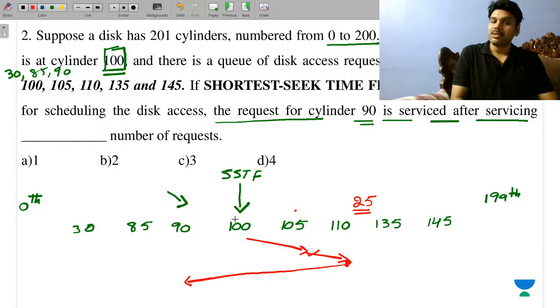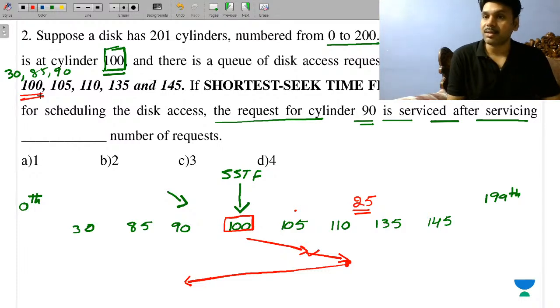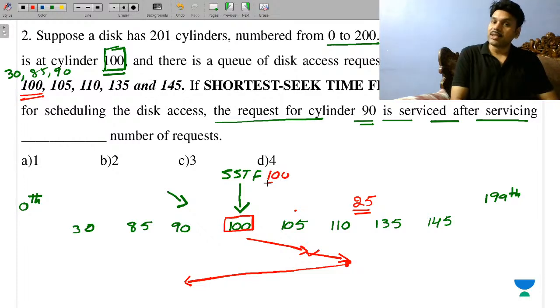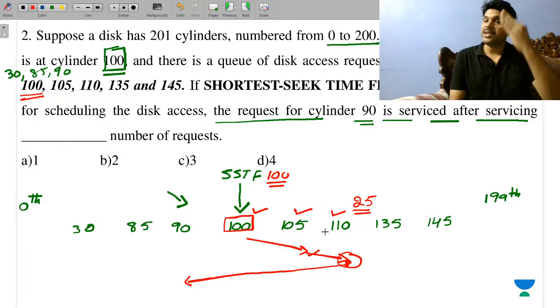So what is our answer? First, the head is at 100. Please understand, 100 is also one of your requests. This is the logic in this question. 100 is also one of your requests, and your head is exactly at 100. Therefore 100 minus 100 is 0, my shortest seek time. Therefore it satisfies 100 first, then it satisfies 105, then 110, then the head takes its direction to the other side, then it satisfies the 90th request. So after satisfying 3 requests, that is 100, 105 and 110, your 90th request is being satisfied.